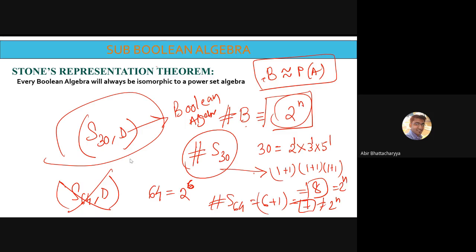But what about other sets? In other sets, we will count the elements. For every set there is a process to count each and every element, the total elements of the set. So we'll count the total elements of the set and check whether it equals 2 power n or not. If it equals 2 power n, like 2, 4, 8, 16, 32, then definitely that is going to be a Boolean algebra without loss of generality.